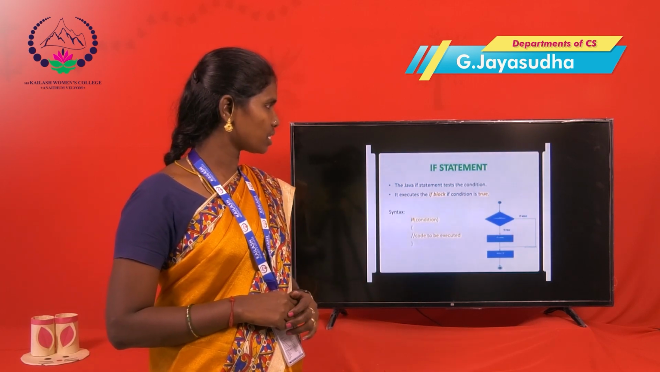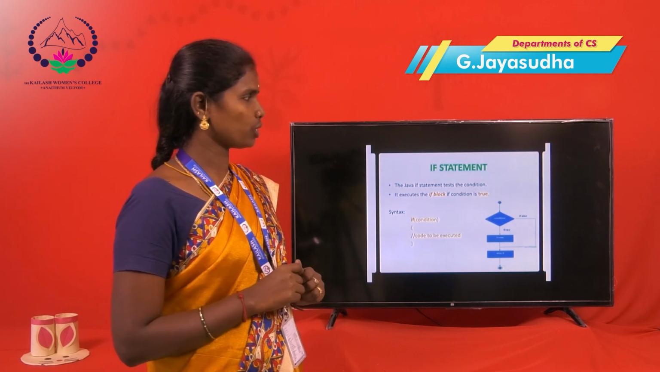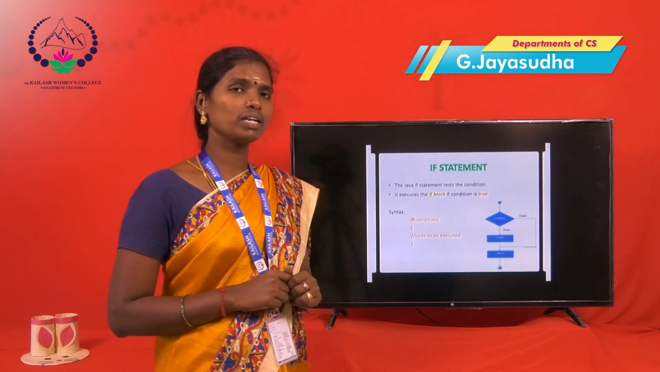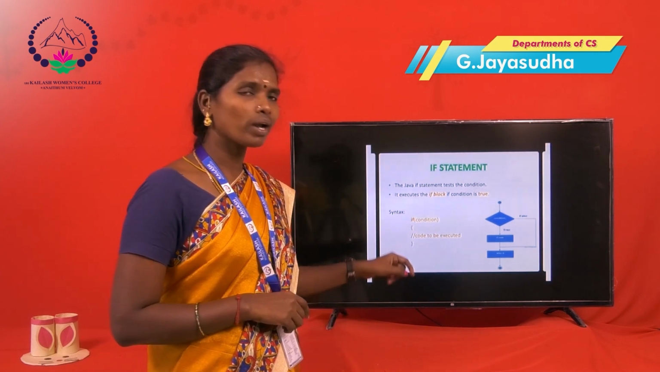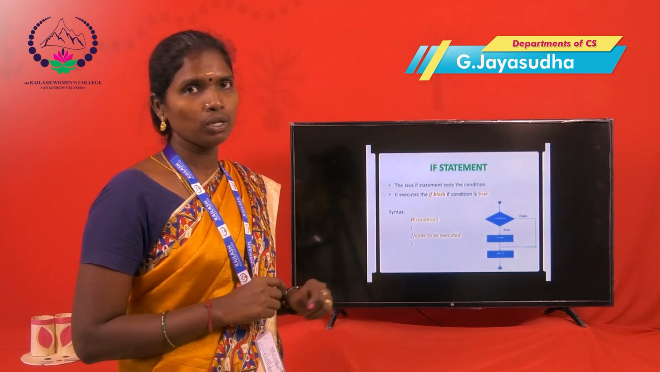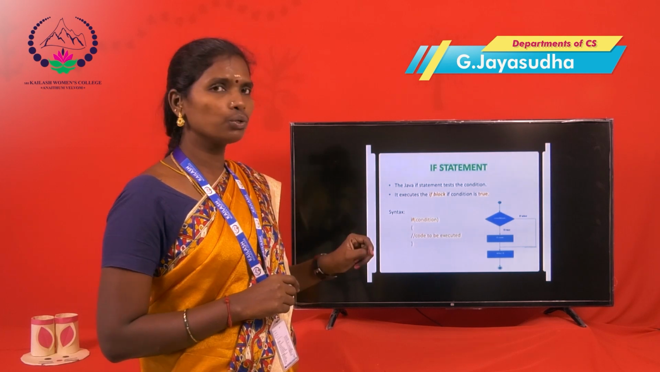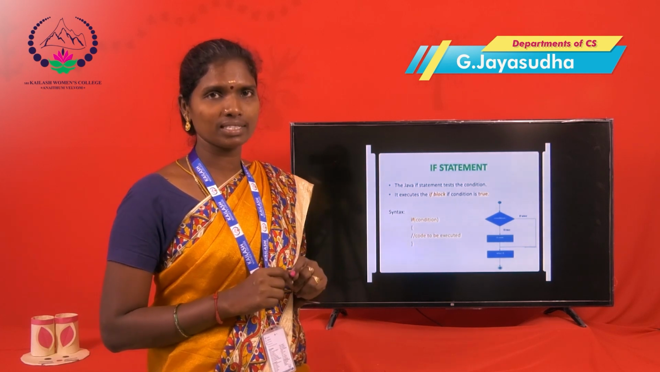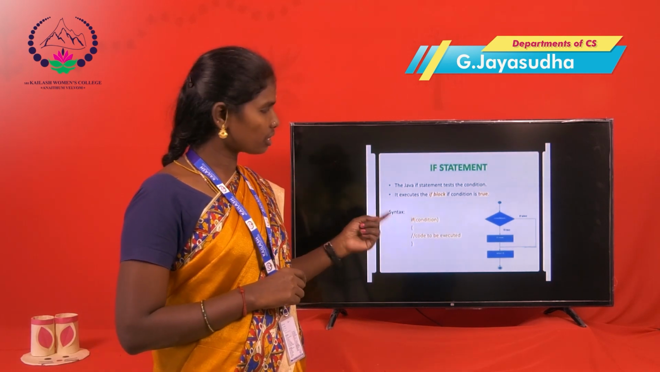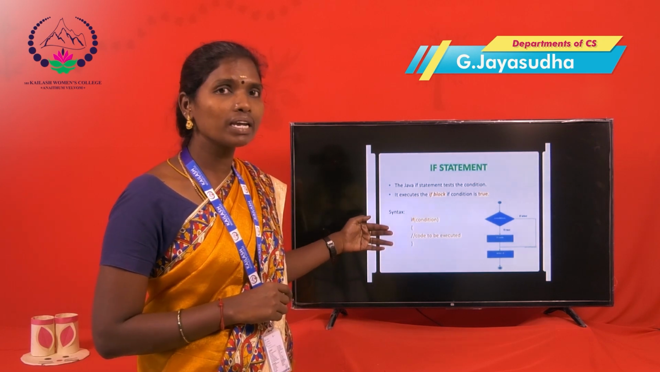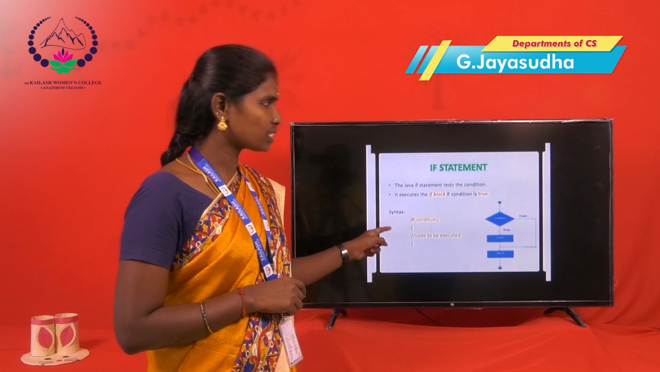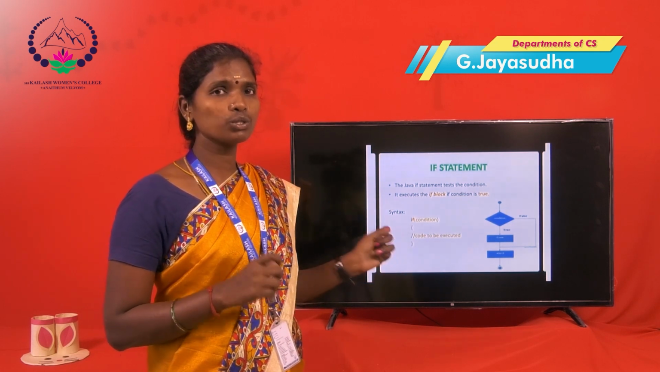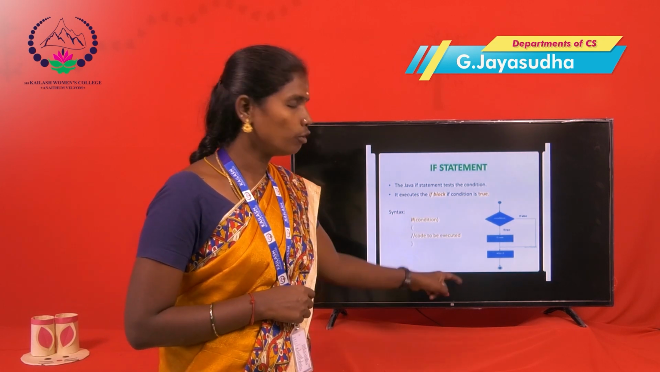First we learn about the simple if statement. In a simple if statement, we give only one condition and only one set of code. If that condition is true, the set of statements will be executed. Suppose the condition is false, then the if statement is terminated immediately. How the syntax is executed can be easily identified by the flowchart.